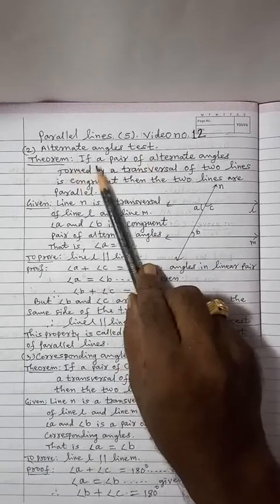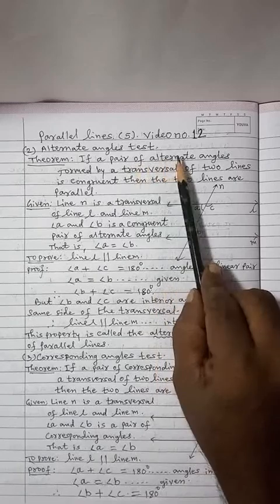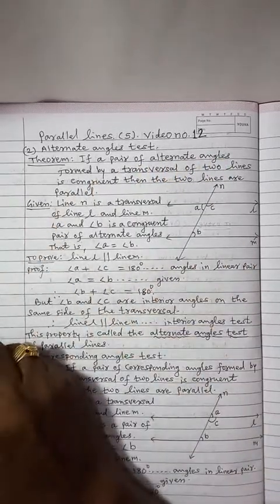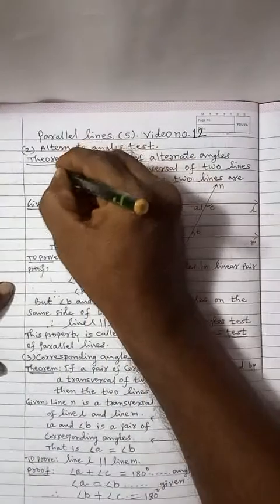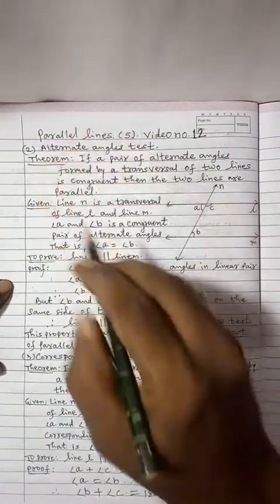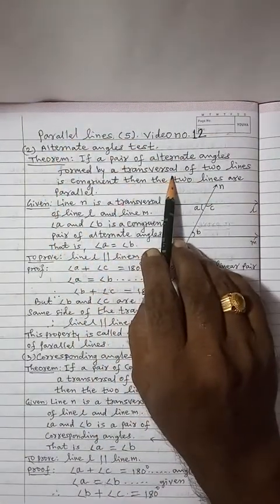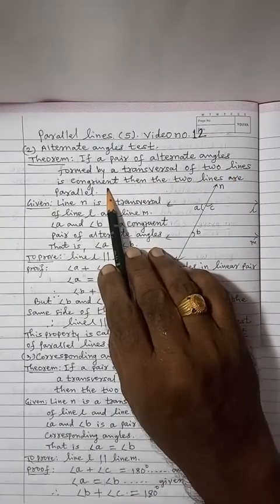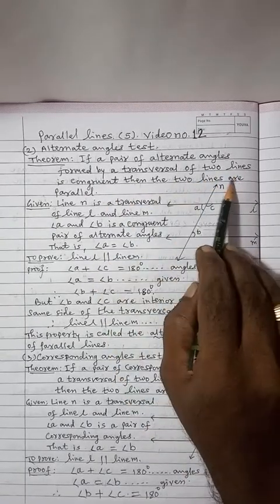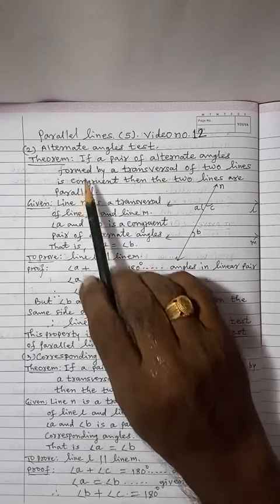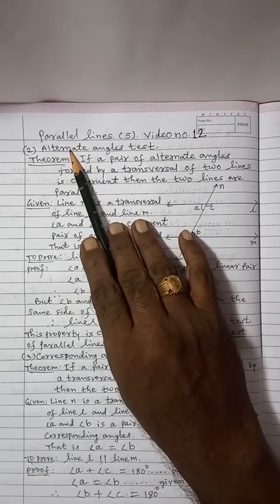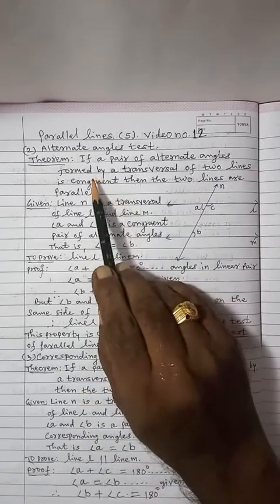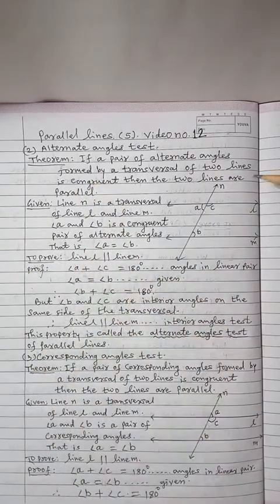See the theorem. If a pair of alternate angles formed by a transversal of two lines is congruent, then the two lines are parallel. So if the alternate angles formed by a transversal of two distinct lines are congruent, then the lines are parallel.